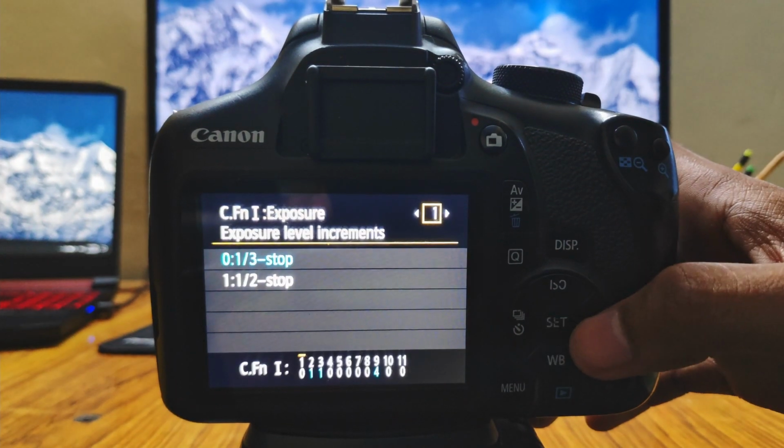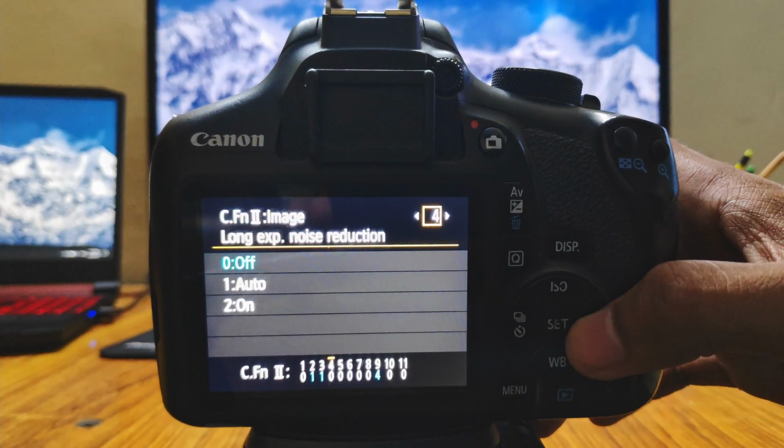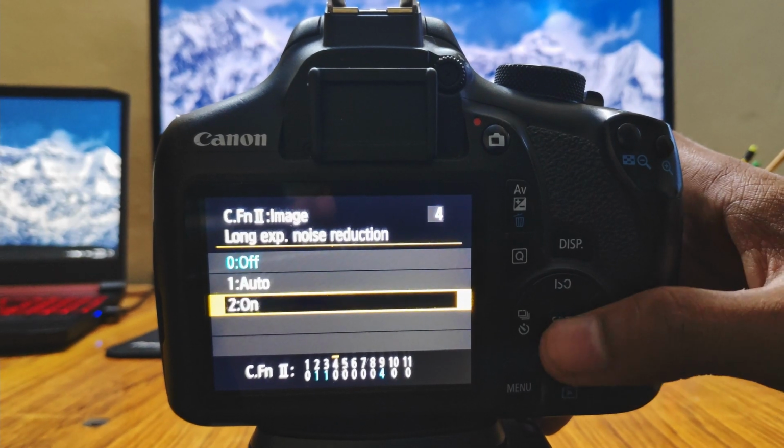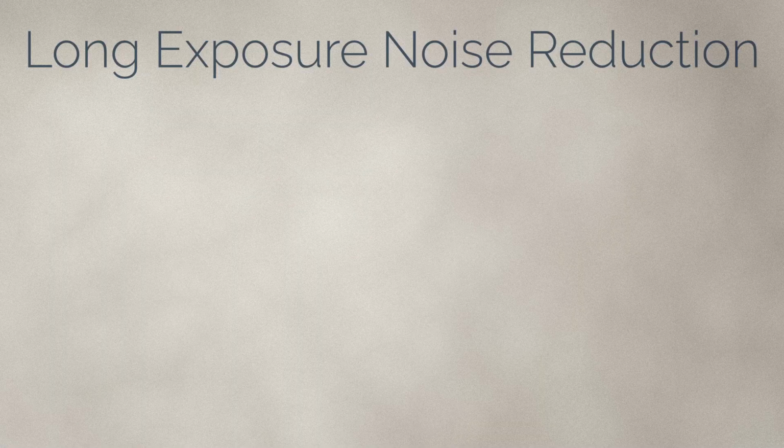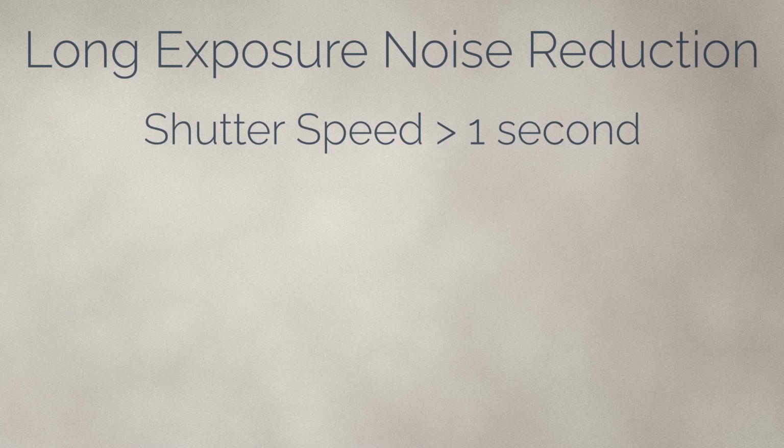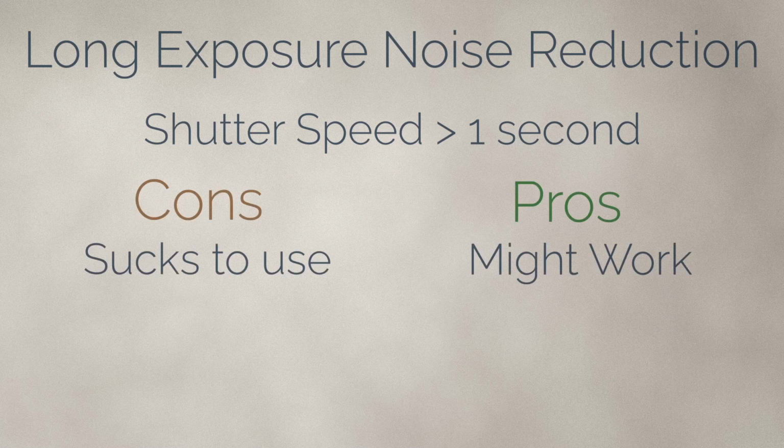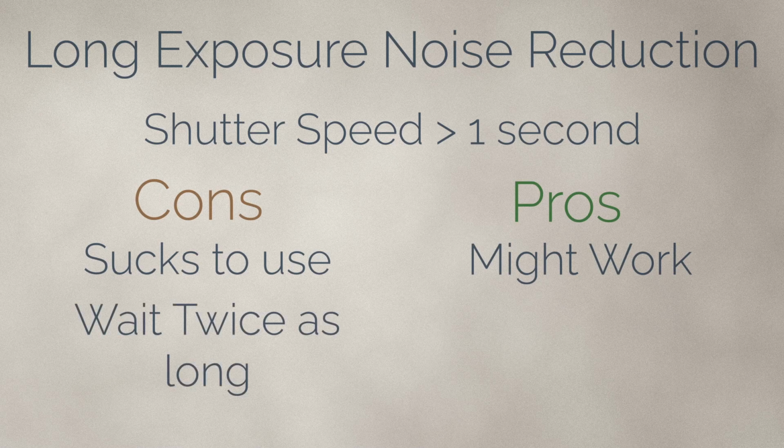Noise can be generated from long exposures too, so to compensate for that, you can turn on long exposure noise reduction in your camera. It usually kicks in for exposure times longer than 1 second, and the bad thing is you'd have to wait twice as long after each shot.